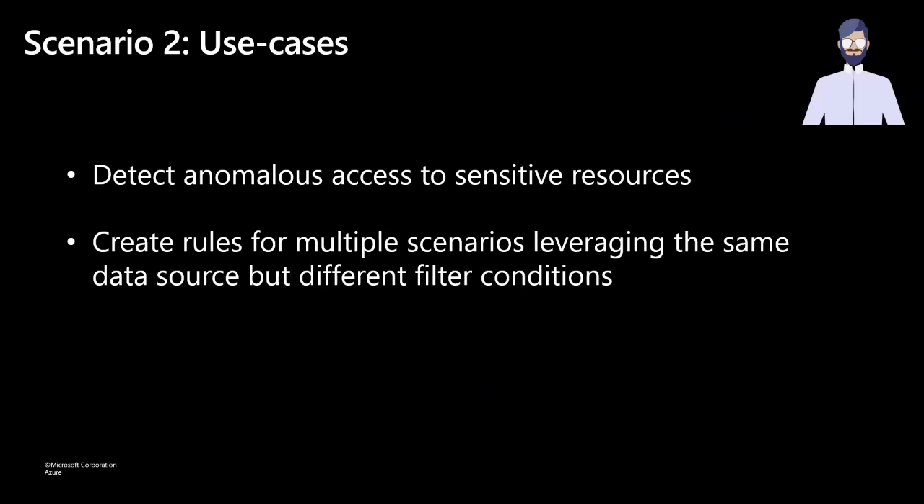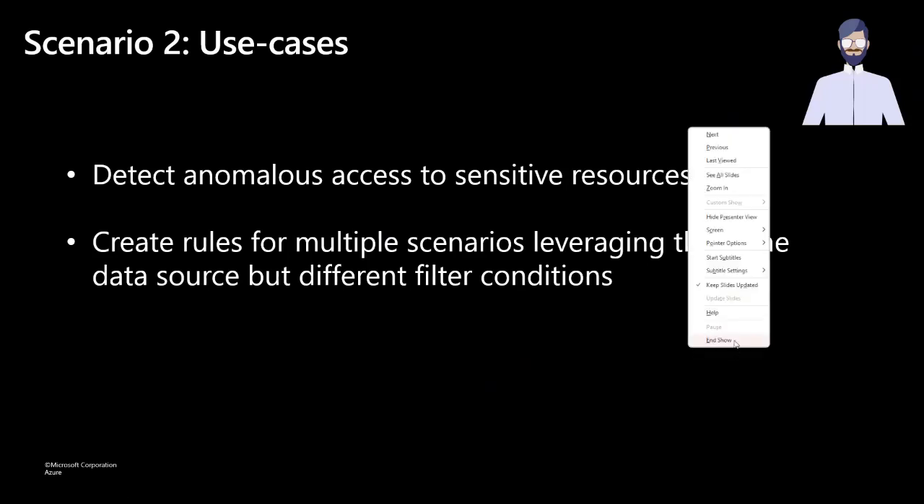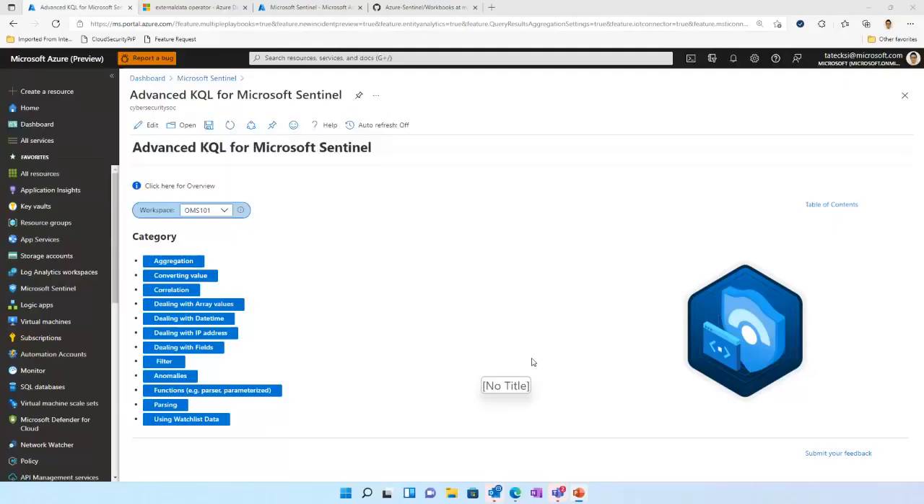Sure. Let's go through your scenarios using the workbooks, and we'll explore how you could leverage the example in the workbook to speed up your KQL authoring process. So I'll go back to the workbook. So let's work on the first use case. So you mentioned that you would like to detect anomalous access to sensitive resources. Now, I did see that there is a keyword that matches with our category. Can you try to make a guess which category it would be? I'd say anomalies. Yeah, that's correct.